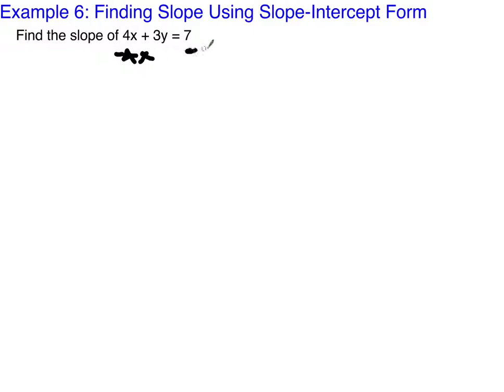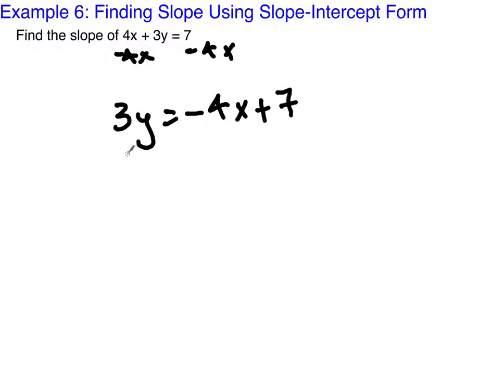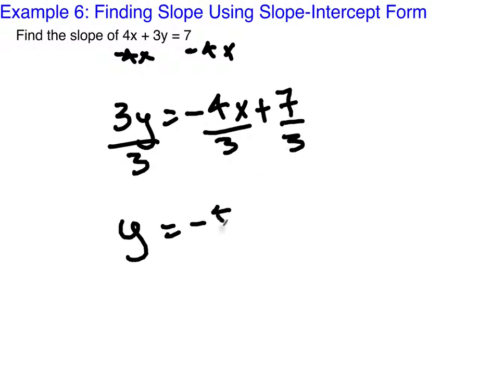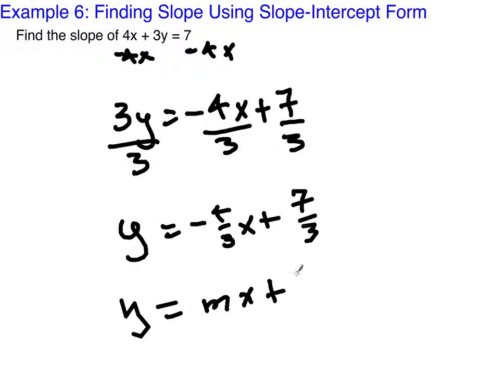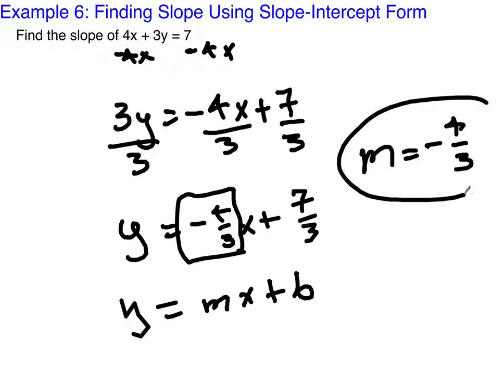Let's get 4x on the other side. We now have 3y is equal to negative 4x plus 7. Divide everything by 3, and you get y is negative 4 over 3 x plus 7 over 3. So now we can see what our slope is. Our slope is m, it's the coefficient of the x term. So it's this. Our slope is negative 4 over 3.